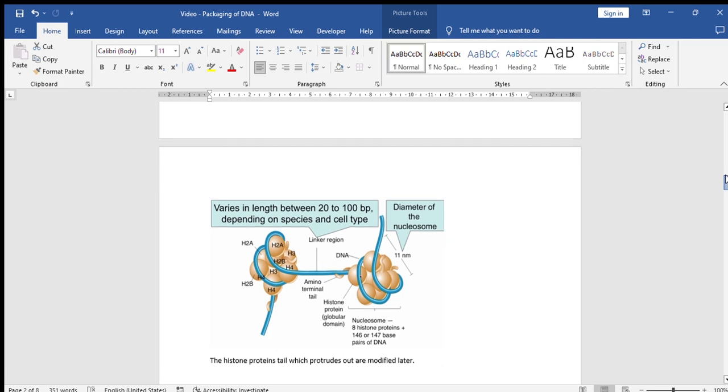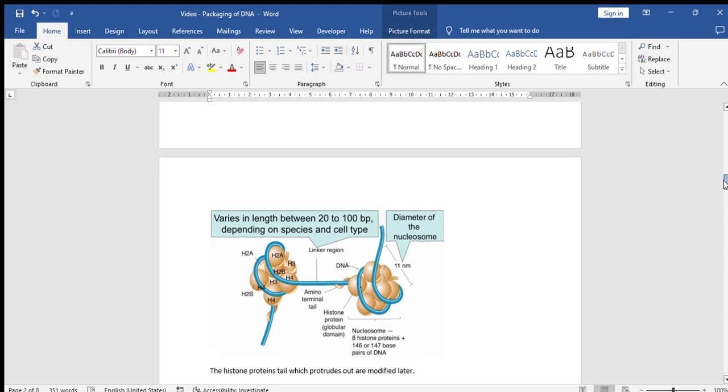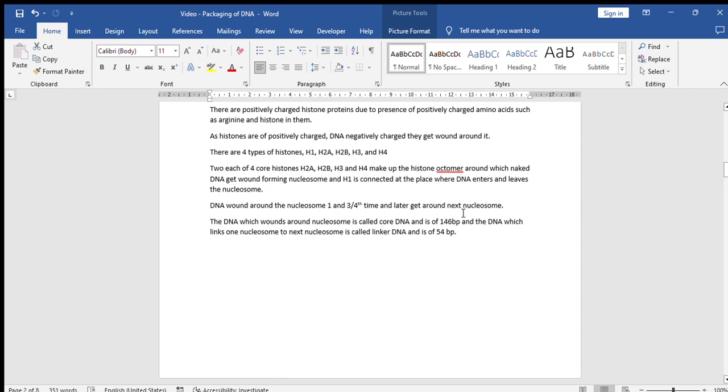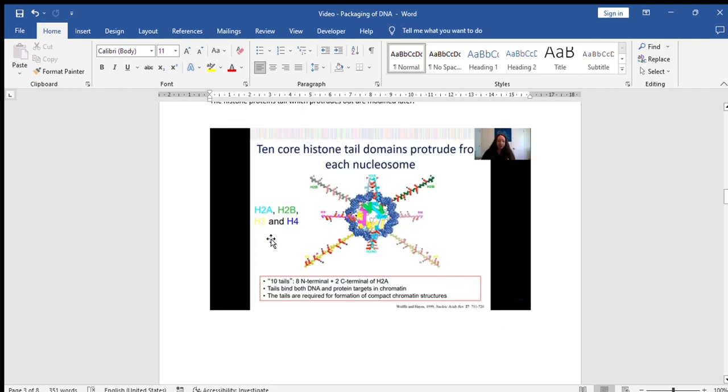So just a minute. So this is the one spiral, and the second is just the 3/4 of the histone octamer which has formed. DNA wounds around a nucleosome 1 and 3/4 times, then it gets wound to the next nucleosome. The DNA which wound around a nucleosome is called core DNA and is of 46 base pairs. BP is base pairs. And the DNA which links one nucleosome to the next nucleosome is called linker DNA. We'll have to show this. So we can maybe differentiate using colors. H3 is blue, H2B is green, and we can show like this.